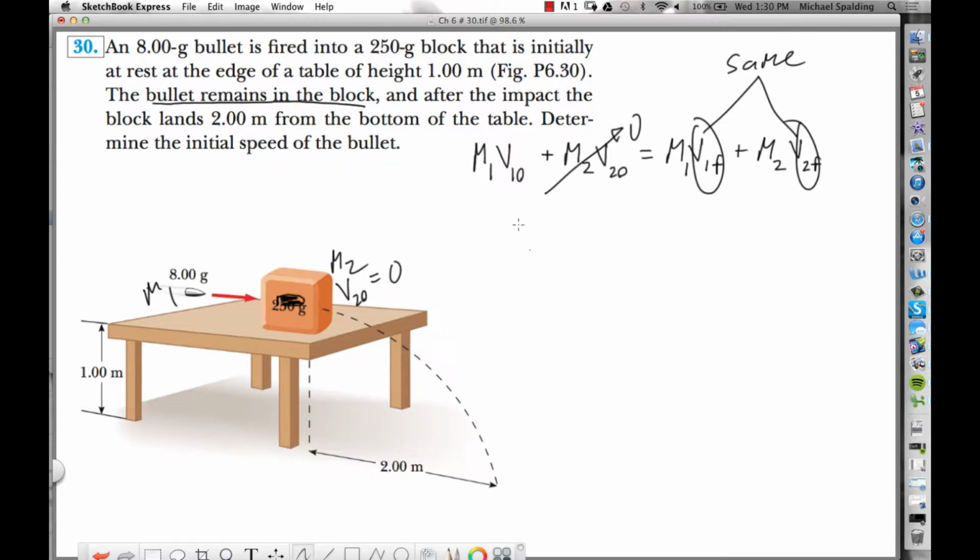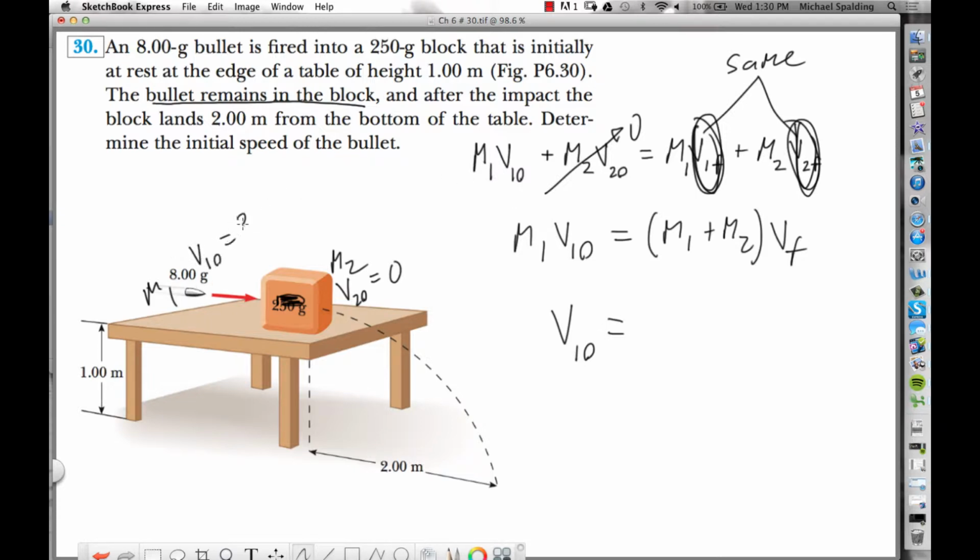So what we're going to have here is M1 V1 initial equals M1 plus M2 V final. Does everybody see what I did? These velocities are the same, so I just factored them out. It makes it a little easier. So then doing the algebra, V1 initial, because what we're looking for is V1 initial, which is the velocity of the bullet before the collision. So V1 initial, when you do the algebra, will be M1 plus M2 V final all over M1. Now, what do we have to find?